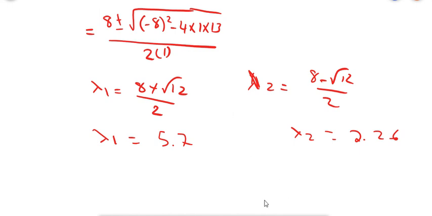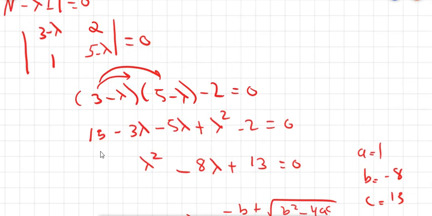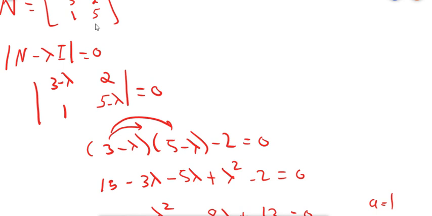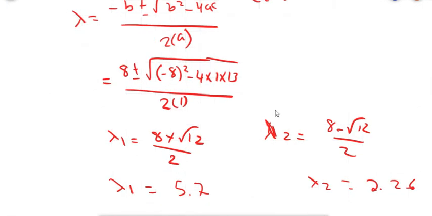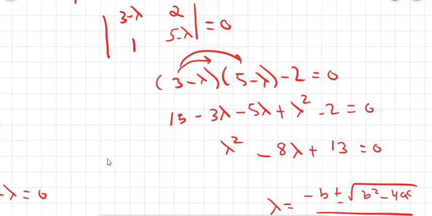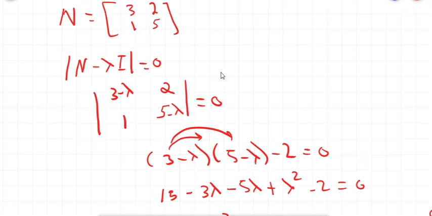Okay, now let me check if our answer is correct. If you add lambda 1 plus lambda 2, it should be equal to the sum of the diagonal, 3 plus 5. If it is equal, that means you are correct, because here we are rounding the numbers. So if you add them here, it will be 8 by rounding, approximately. Also here, if you add 3 plus 5, it will also be equal to 8.